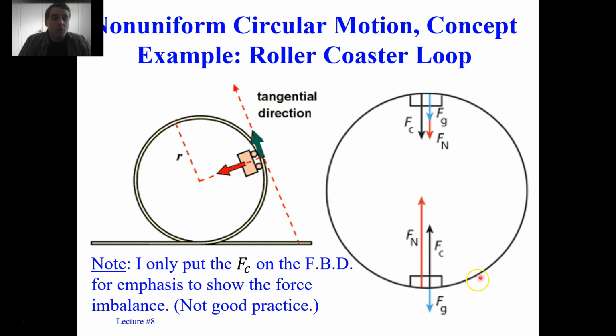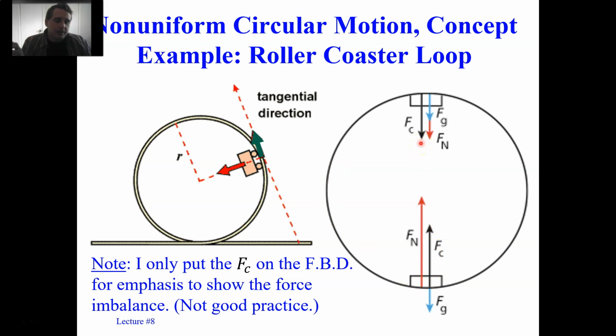Now, by the way, as weight does work on us, remember, this is why we covered this chapter after we talked about energy. Weight is doing positive work. Why? Because the weight force is speeding us up in this direction. So the car is going faster and faster. The centripetal force should be greater at the bottom than at the top.